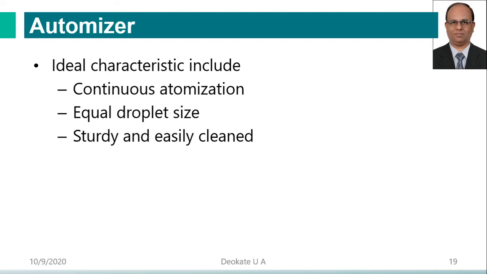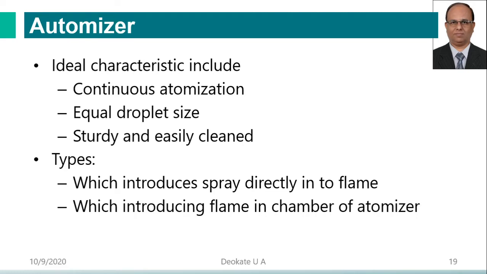So they are continuous atomization techniques, where equal droplet size is produced, and they should be sturdy and easily cleanable. Because mostly during the atomization, there are chances that the nozzle will get clogged. Clogged means there is a blocking of this nozzle due to the falling of dried particles, and that should not be there. The atomizer system should be such that it can be cleaned easily. So for the type of atomization system, either the sample is directly introduced, sprayed into the flame, or it is introduced in the flame chamber of atomization.